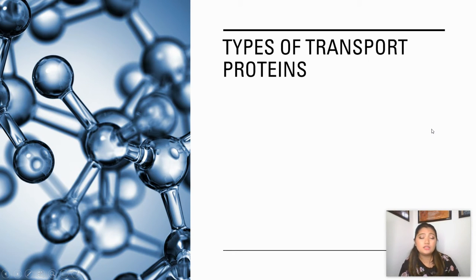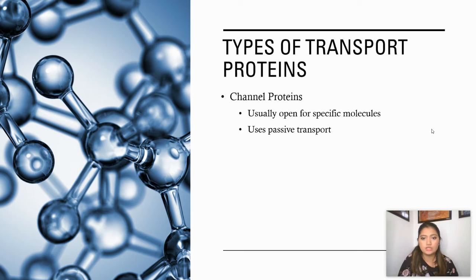So now let's take a look at the types of transport proteins. We have two main types of transport proteins. The first one is a channel protein. A channel protein is the one that we see that is usually open, right? And it uses passive transport.